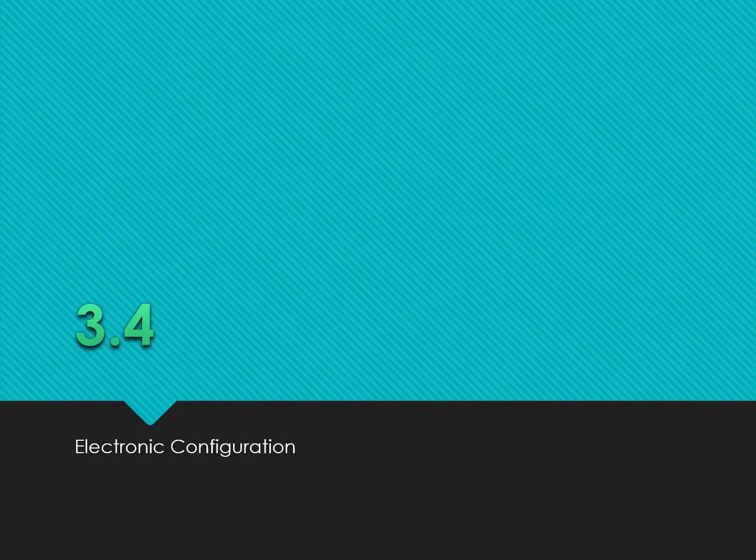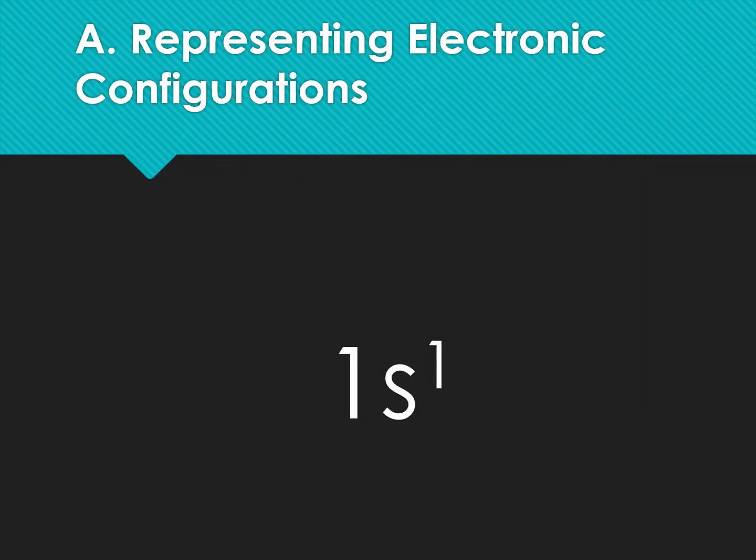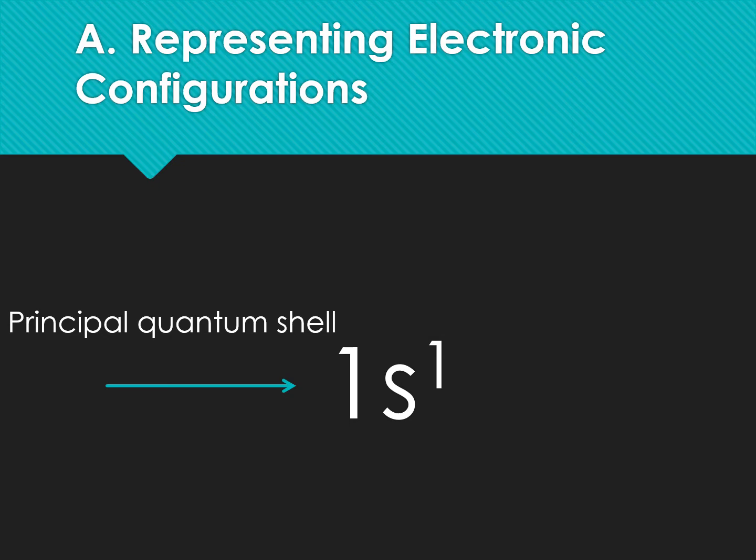Alright, so how do we write configurations knowing that information? Electron configuration basically says where each electron is located for each element. The number in front is the shell, the energy level. The subshell is the s, and then the number of electrons in that subshell is the superscript.